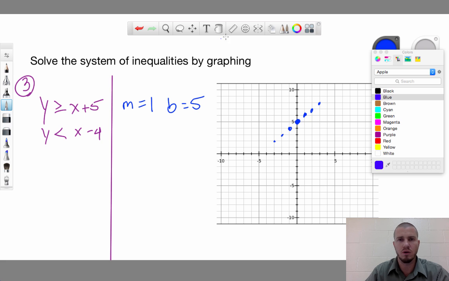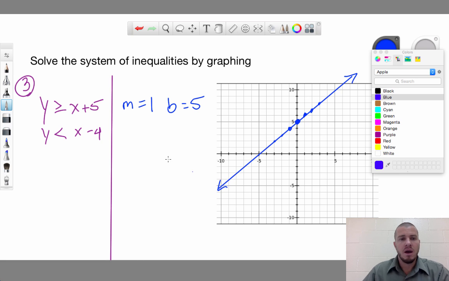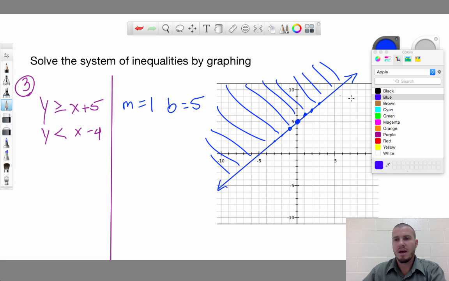And then I'm going to get my ruler. So before I draw it, pay attention, is it solid or dotted? In this case, it's equal to, so it's solid. And I'm going to draw my arrows. And it's in slope-intercept form. So my greater than makes it shade up. And then I'm going to get a different color. We'll say purple again to draw the next one.